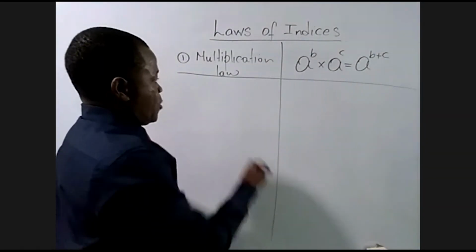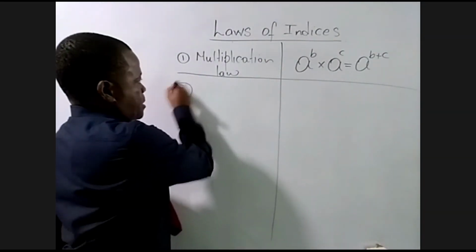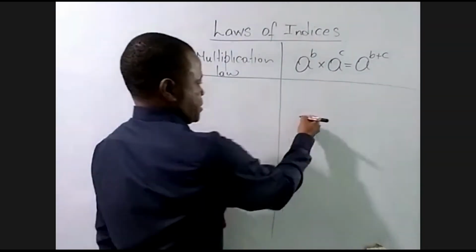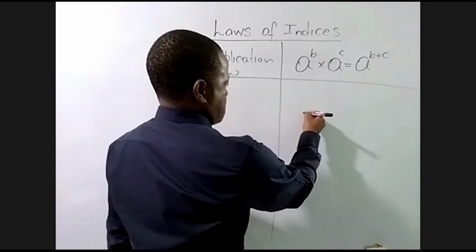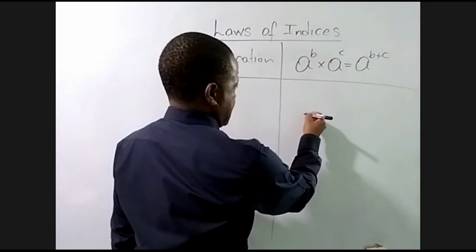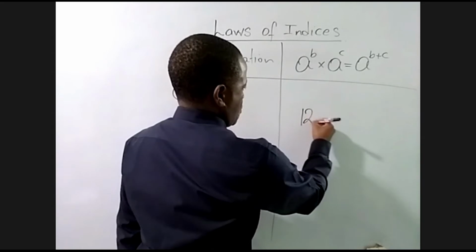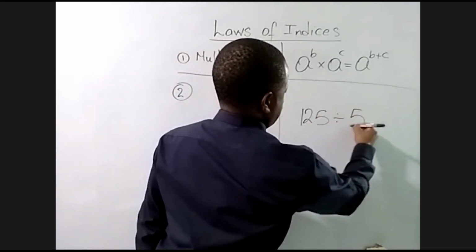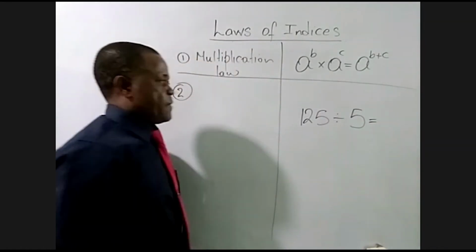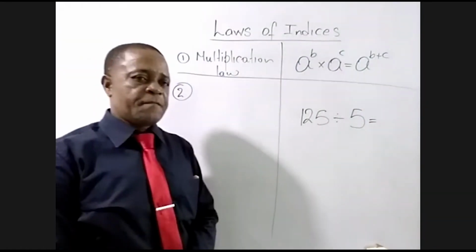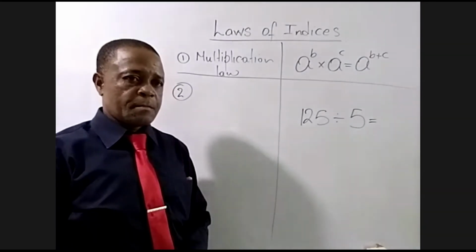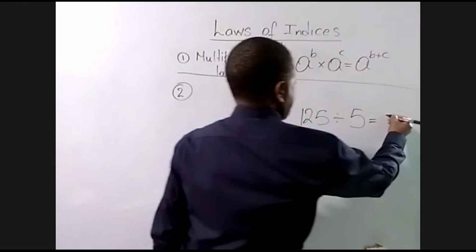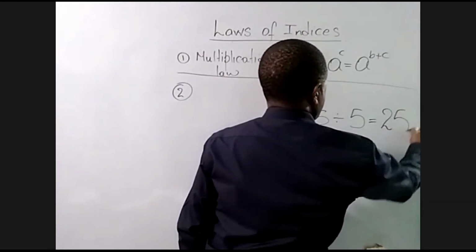Now, we're moving to the second law. But before I actually tell you what the second law is about, I'm just going to ask you to divide 125 by 5. So if I divide 125 by 5, what would be the answer here? Yes, you're correct. That would have been 25.